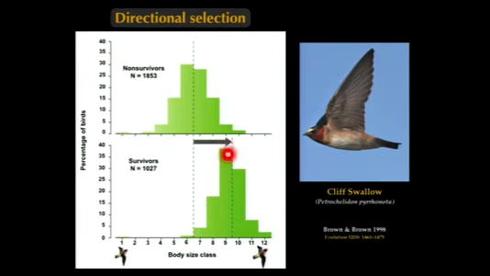The ones that did survive the cold snap were larger. The big birds survived the cold snap, and the subsequent population was thus skewed by directional selection toward larger body sizes. I'll let you think about why big birds might have survived the cold snap. You can think of physiological reasons, maybe.